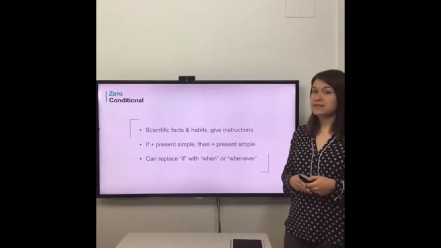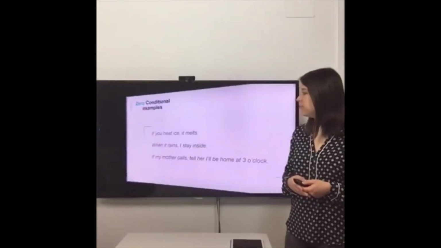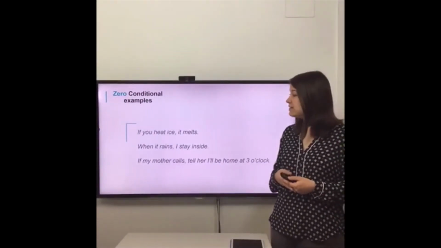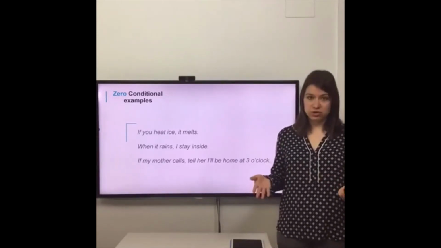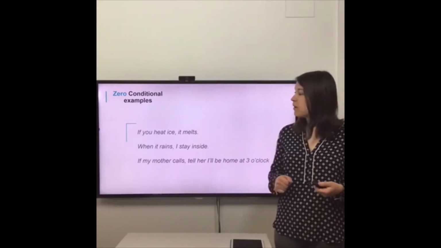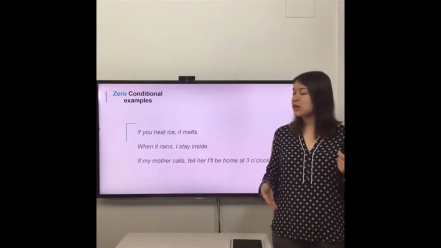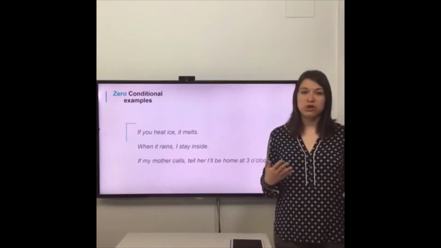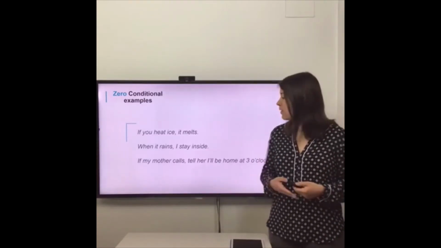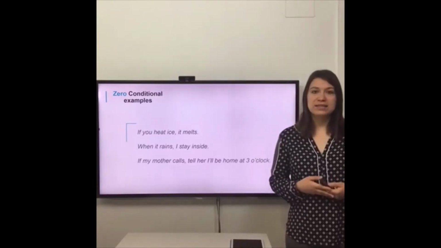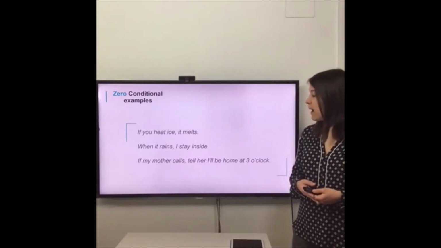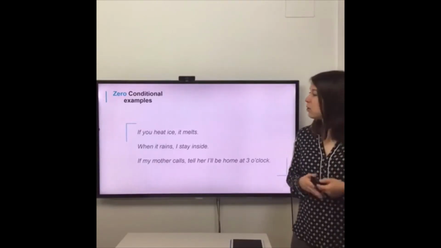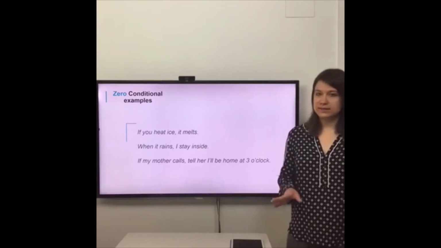Okay, let's look at some examples of the 0 conditional. The first one is a scientific fact. If you heat ice, it melts. This is always true, so we use the 0 conditional. The second one is talking about habits. When it rains, I stay inside. This is something general about you. And the third one is giving instructions. If my mother calls, tell her I'll be home at 3 o'clock. So all of the verbs are in the present simple.